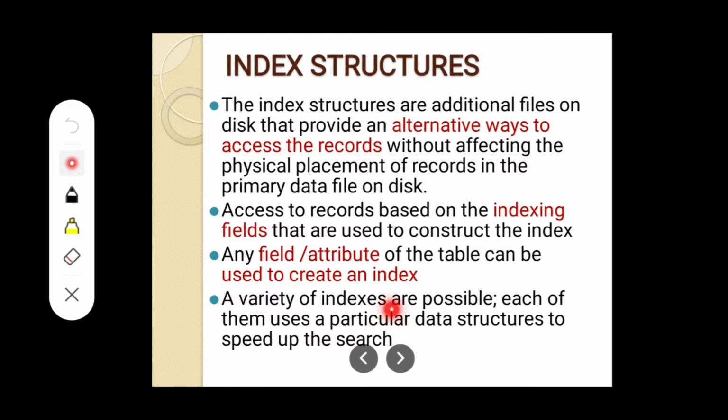A variety of indexes are possible. Each of them uses a particular data structure to speed up the search. Okay, we are having a variety of index structures. Each of these index structures will be having their own characteristics, their own data structure and their own mechanism to speed up the search. Okay, so this is actually the introduction part of index structure. What is an index structure? Okay, അതാണ് ഇവിടെ പറഞ്ഞിരിക്കുന്നത്. Clear?